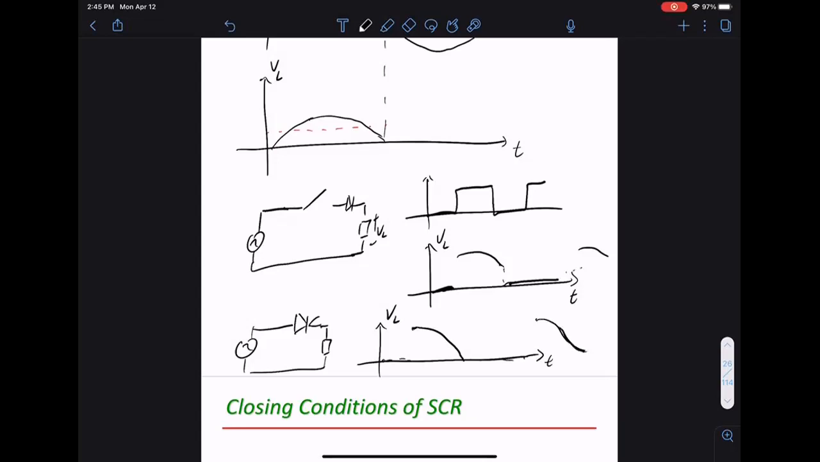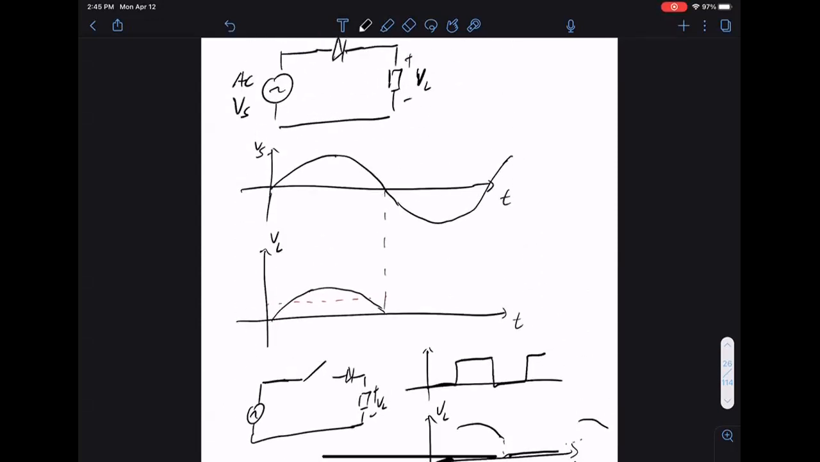So the difference between the SCR and the switch is that the switch is very flexible. You can turn it on and off as often as you want. For SCR, we're basically selecting when the SCR should be on, and then it turns off once the current or the voltage drops to 0 again. Okay, so that's the operation of SCR. It's a way to flexibly control, you can think of it as a controllable diode.